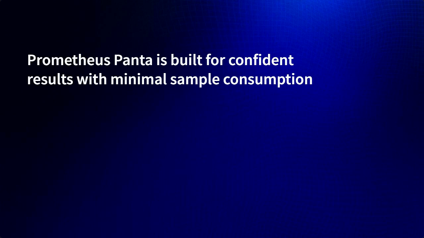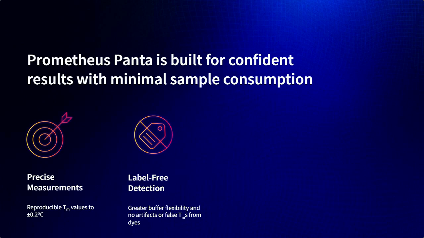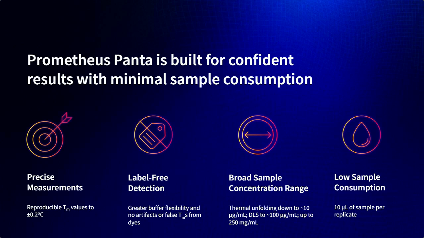So among the benefits, the Panta provides precise measurements that give you high-resolution data so you can detect subtle differences between your buffer formulations. You get label-free detection, which gives you flexibility in the types of buffers and excipients you can use and prevents any dye artifacts. The Panta accommodates a broad range of sample concentrations, which means that you can get the data you need about your buffers without needing highly concentrated samples. And with low sample consumption, you get multiple stability characteristics about your buffer formulations with just a small amount of sample.